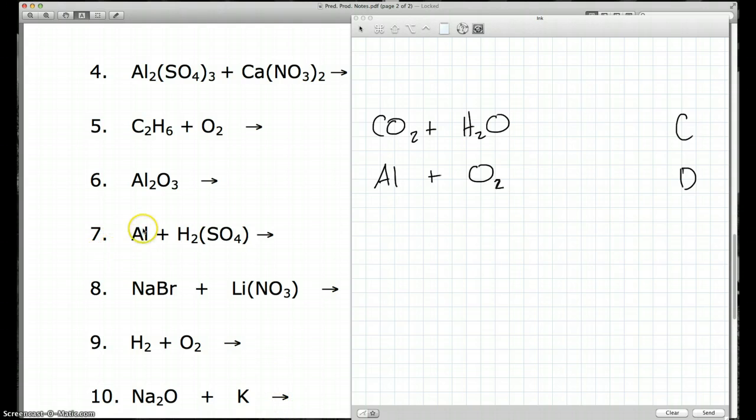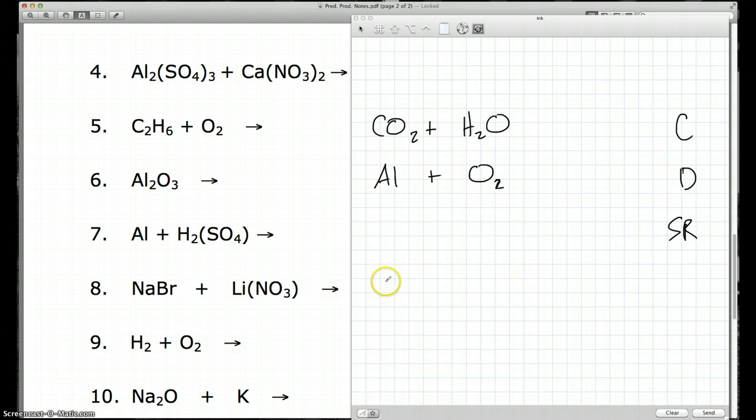Number 7, we have aluminum that's all alone, and we have hydrogen and sulfate. Again, sulfates from your, what is it called now? What is that thing called? Polyatomic ion sheet. That's what it is. Sulfate is a polyatomic. So we have a couple dancing, hydrogen and sulfate, somebody alone. I know that is single replacement.